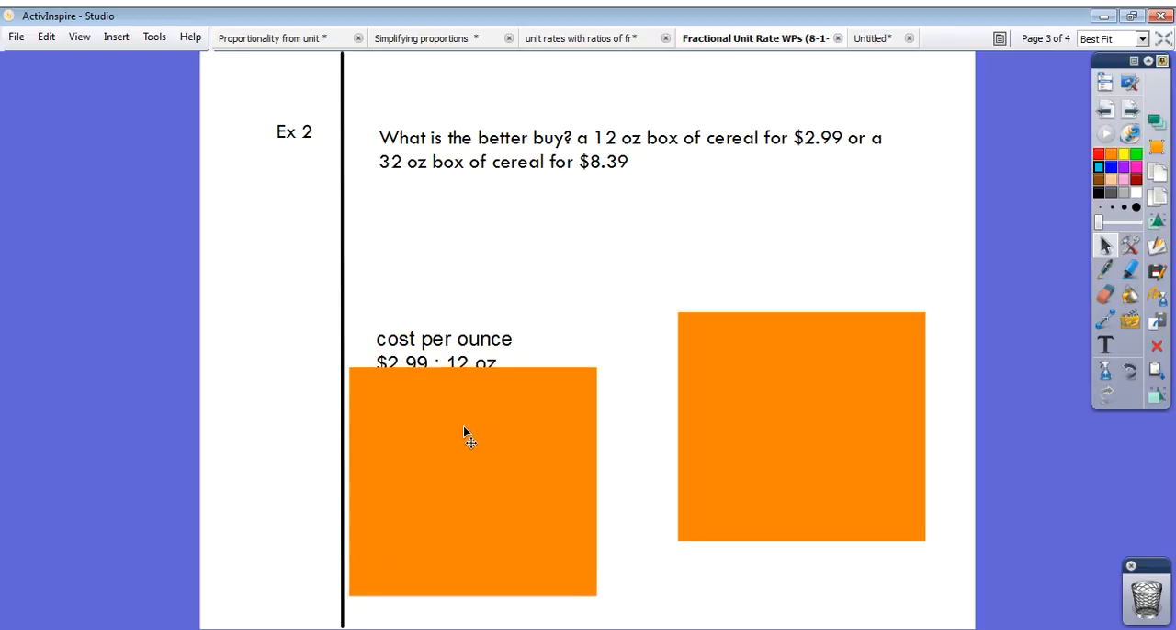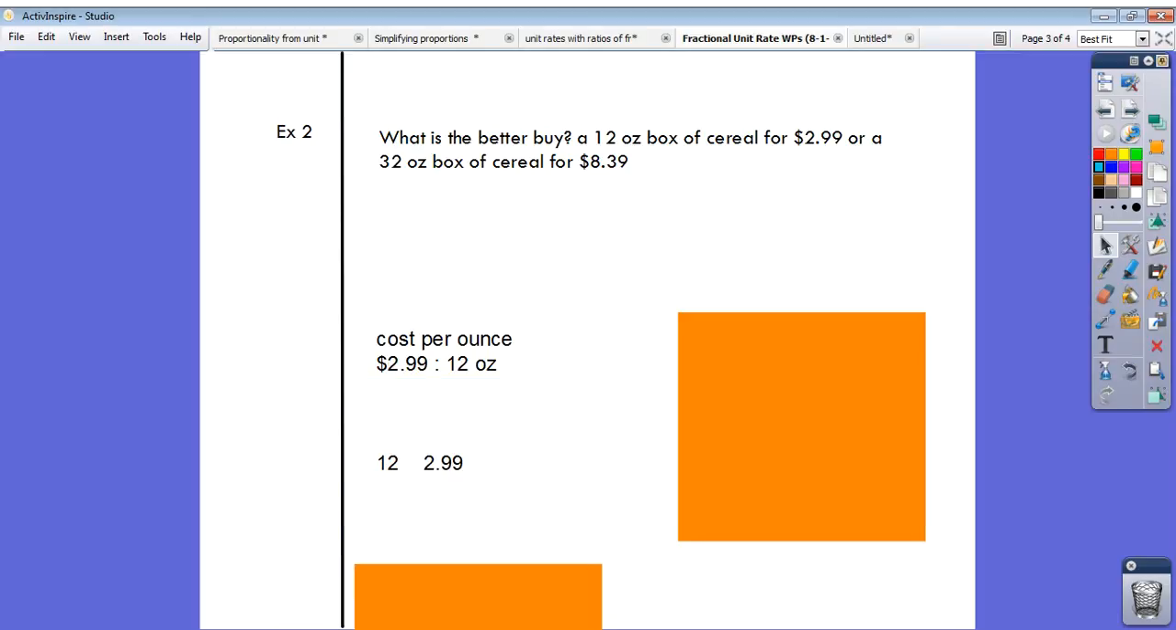First things first. I write my cost per ounce because that's what I'm looking for. I can put my numbers underneath it, $2.99 to 12 ounces. Now since it's cost per ounce, it's 1 ounce. How do I get 12 to be a 1? Well, I need to divide by 12. So if I divide by 12 on one side, I need to divide by 12 on the other. Perfect. So this is just set up for me to do my division.